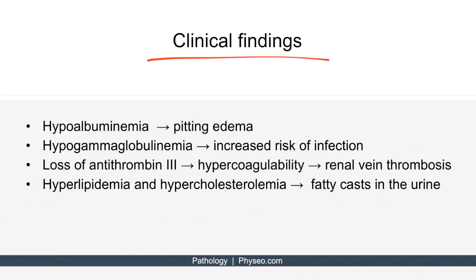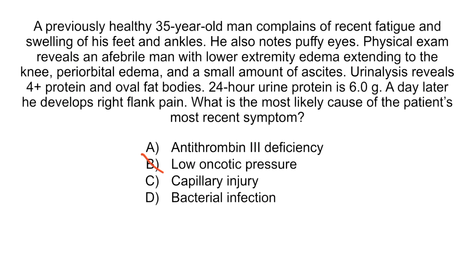Going back to the clinical findings slide, where we discussed the common clinical findings for all nephrotic syndromes, remember that loss of antithrombin 3 leads to hypercoagulability, which leads to renal vein thrombosis. B is incorrect because low oncotic pressure causes edema and hyperlipidemia, which do not directly cause flank pain. C is incorrect because the capillaries are not damaged in nephrotic syndrome. And D is incorrect because bacterial infections do not cause nephrotic syndrome. So again, the correct answer is A, antithrombin 3 deficiency. And that concludes this section on nephrotic syndrome.